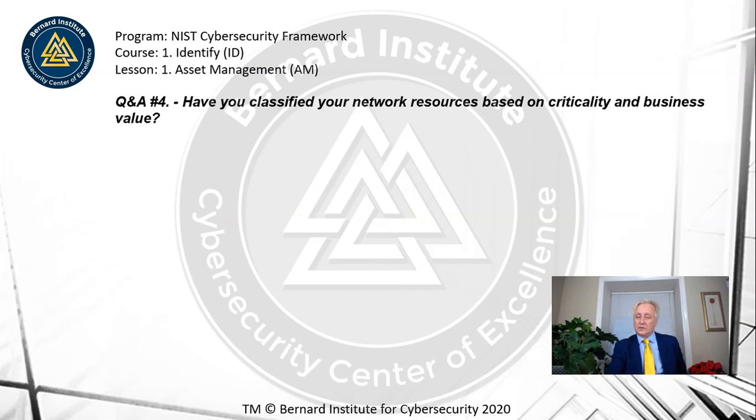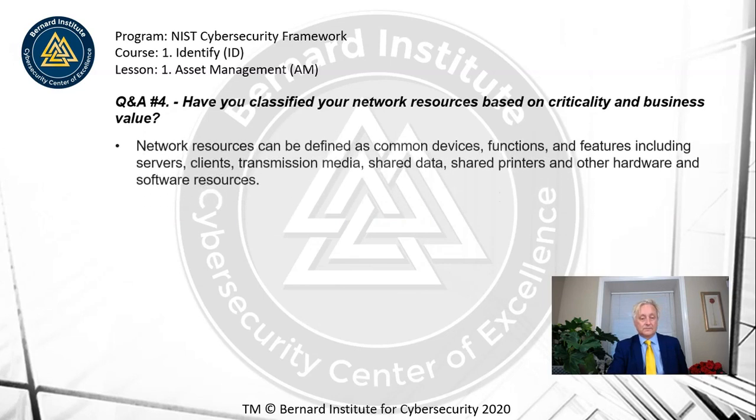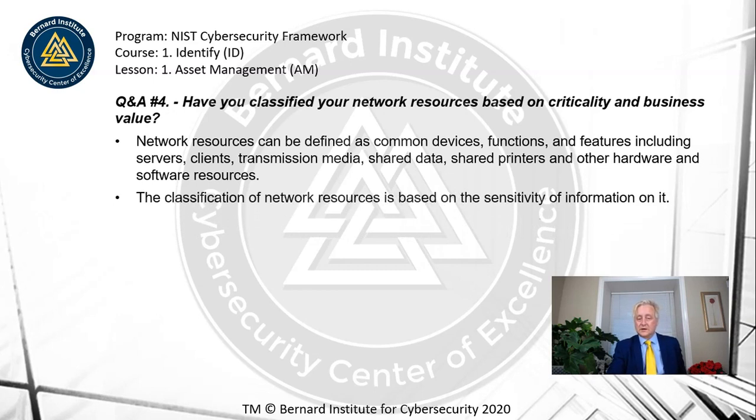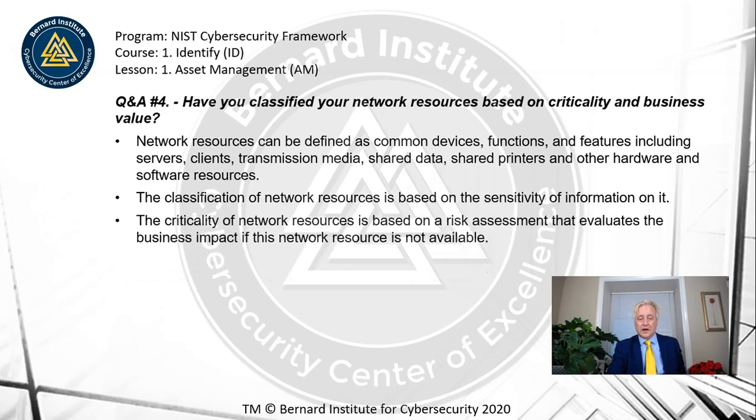Have you classified your network resources based on criticality or business value? Well, network resources can be identified as common devices, functions, features, including servers, clients, transmission, media, shared data, shared printers, and other hardware or software resources. The classification of network resources is based on the sensitivity of information. The criticality is a little bit different. So the criticality of network resources is based on a risk assessment that evaluates the impact to the organization if they lose that asset, if they lose the ability to leverage that asset to do their daily work.